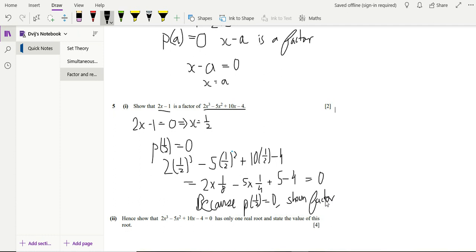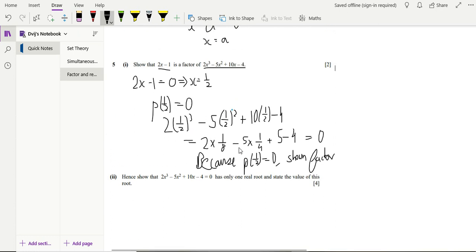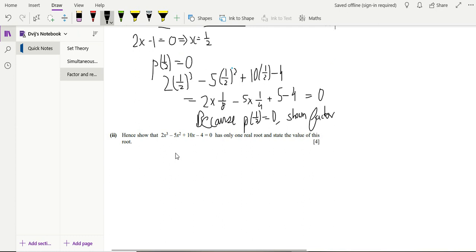And yeah, that's it. So the next part: hence show that 2x cubed minus 5x squared plus 10x minus 4 has only one real root, and state the value of this root. So immediately you should be thinking, well, if this is a factor of this, and I know that x equals half is a root already, then whatever equation I get when I divide this by this has to have no solutions, right? So let's just do that real quick.